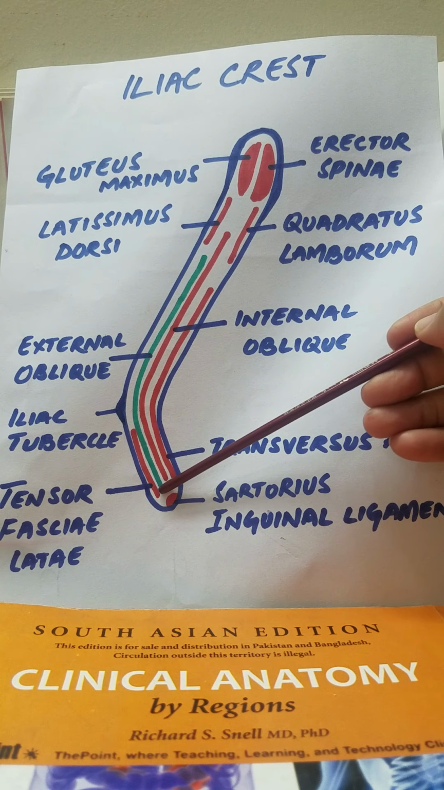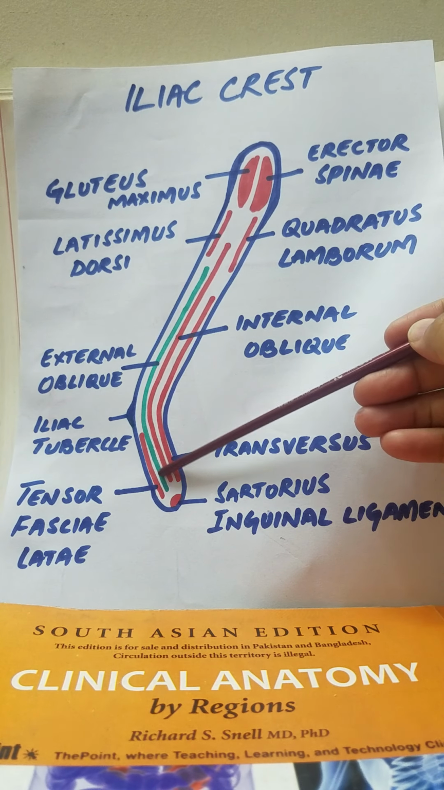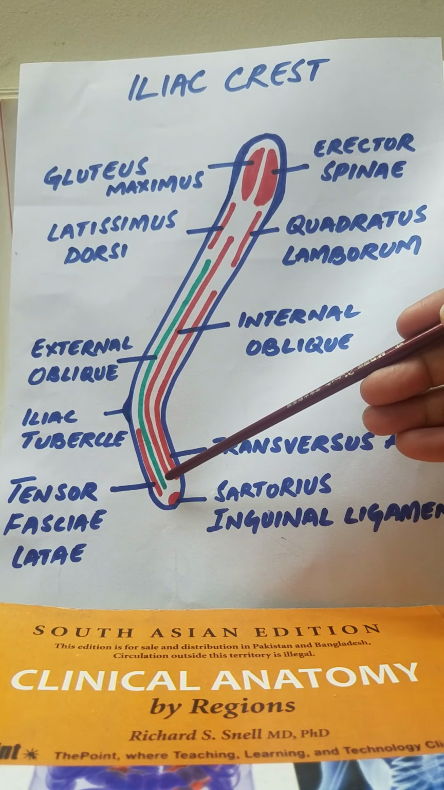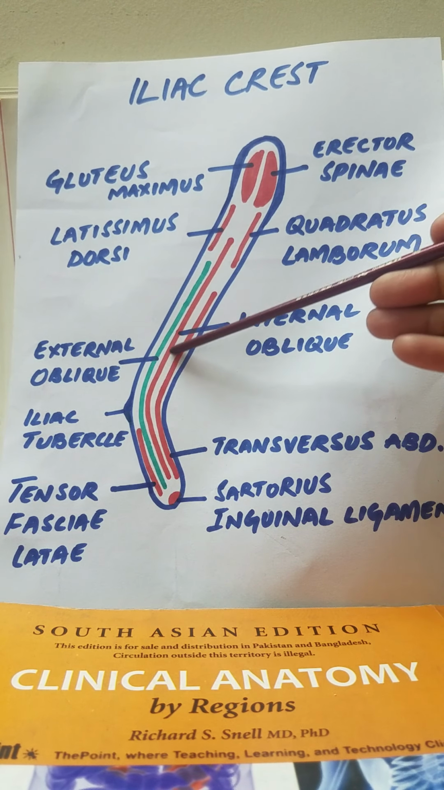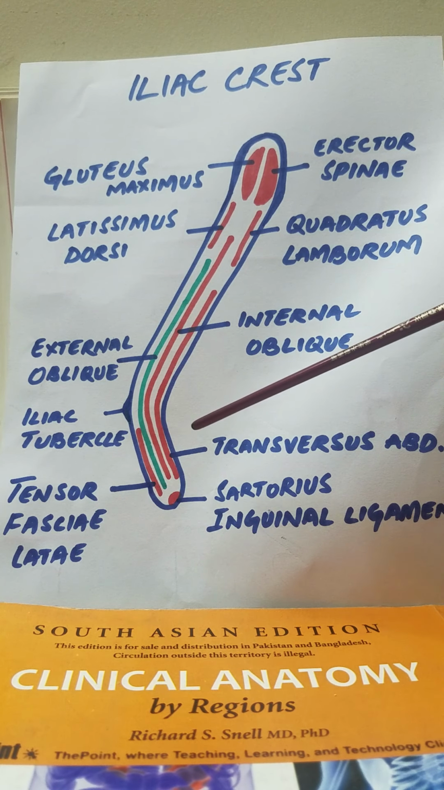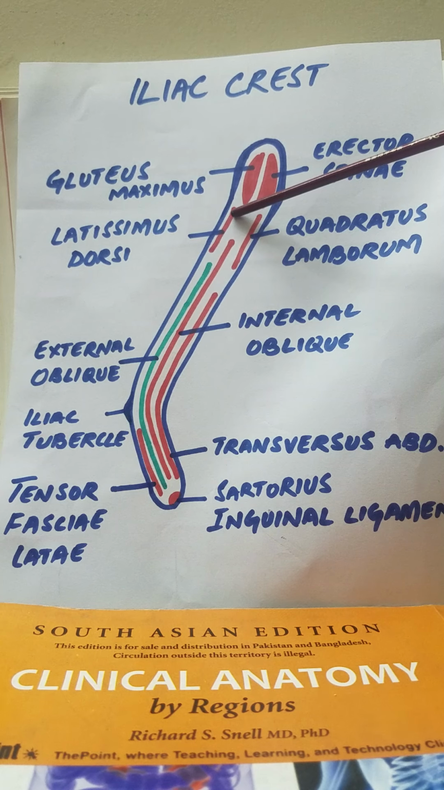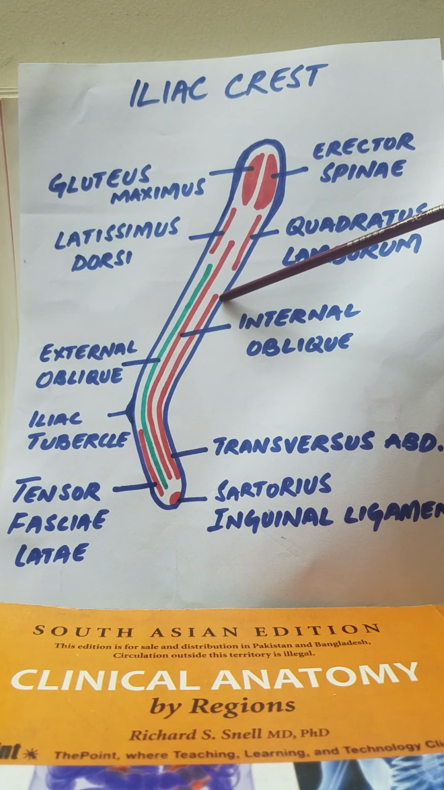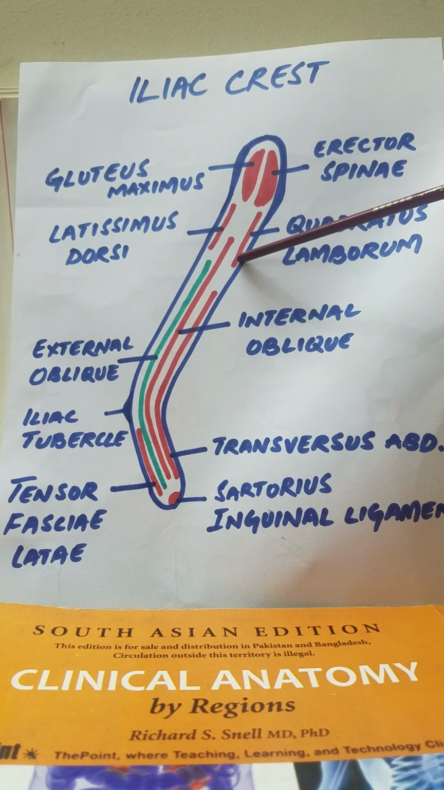After that, here is the insertion of the external oblique muscle in the anterior 2/3 of the iliac crest. After that, we have the internal oblique muscle, and then here you can see the latissimus dorsi. This one is the transversus abdominis muscle on the inner lip, and behind that you have the quadratus lumborum muscle.